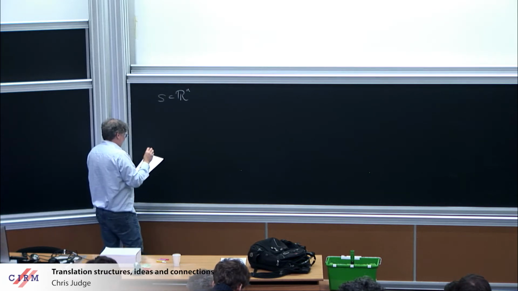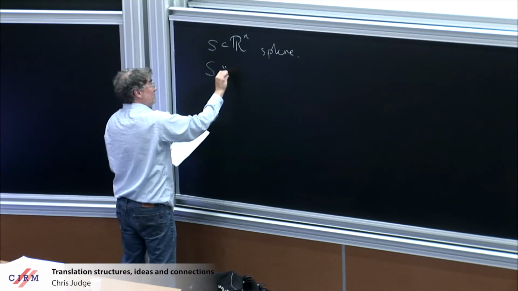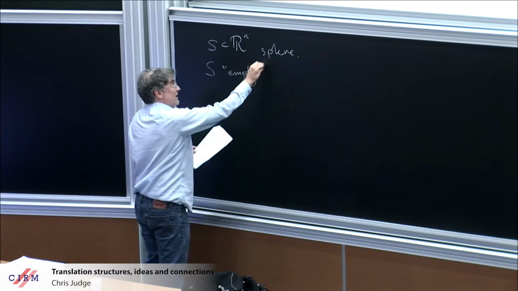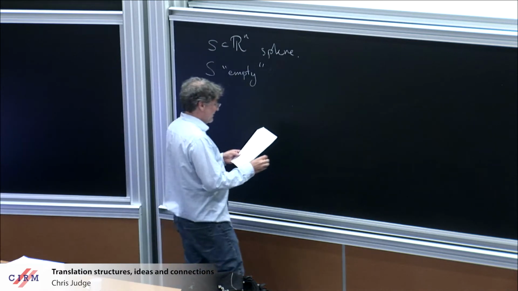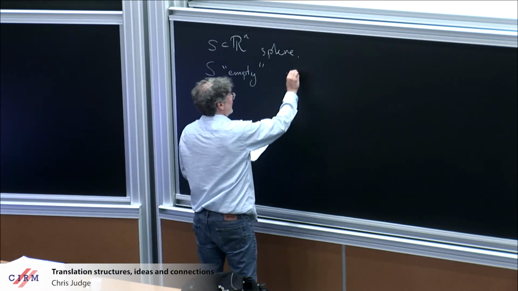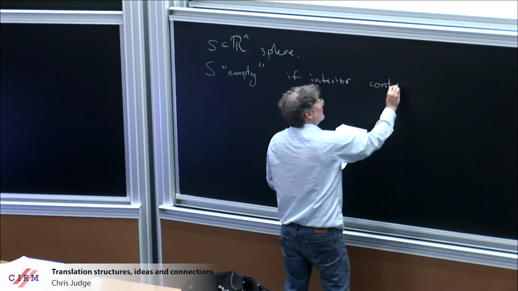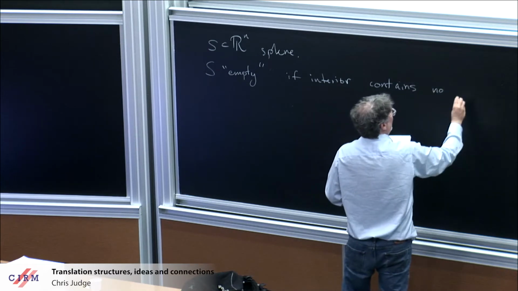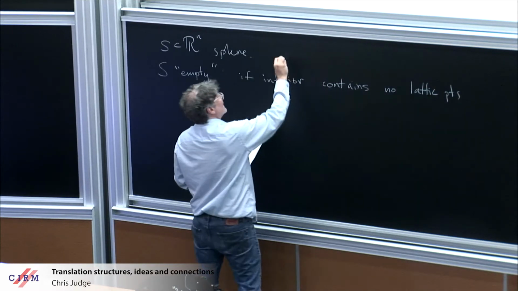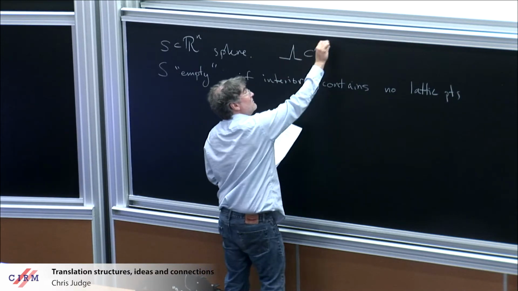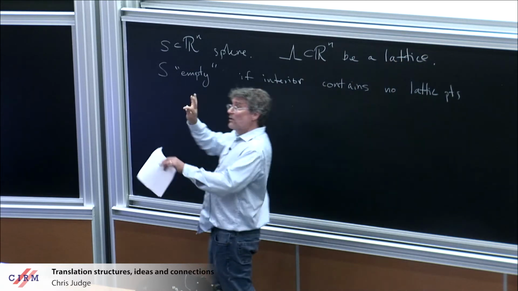And then we say S is empty if the sphere divides R^n into two components. There's a bounded component, the interior, sometimes called the open ball, if the interior contains no lattice points. I should have said before: let lambda in R^n be a lattice. So you start out with a lattice, right?